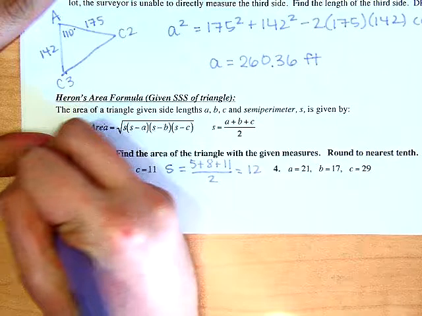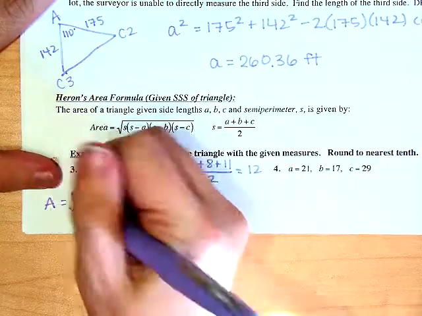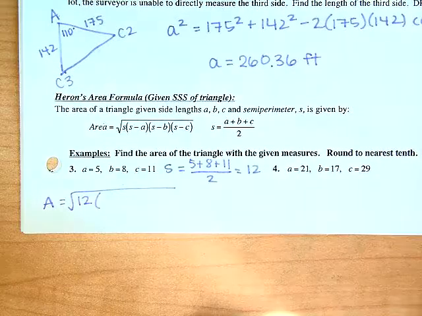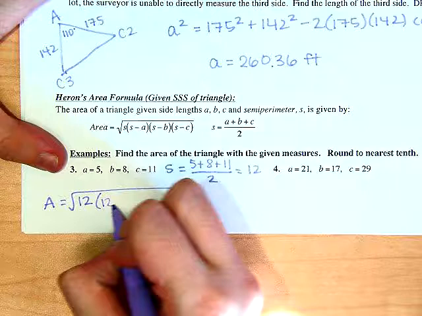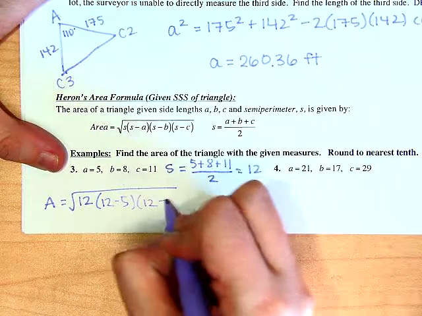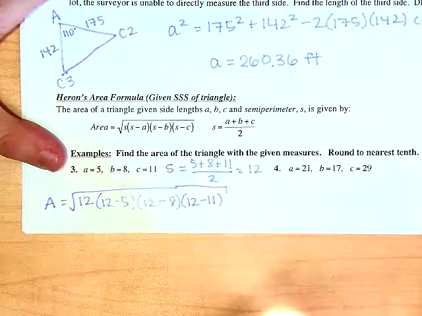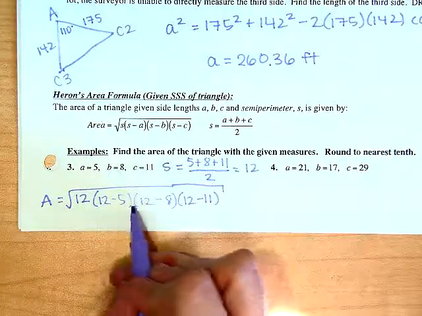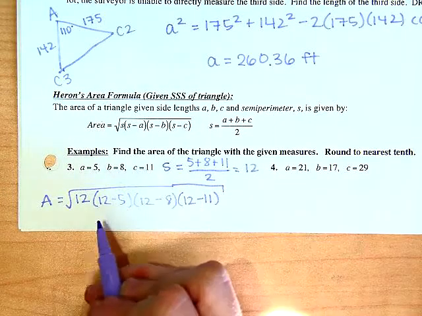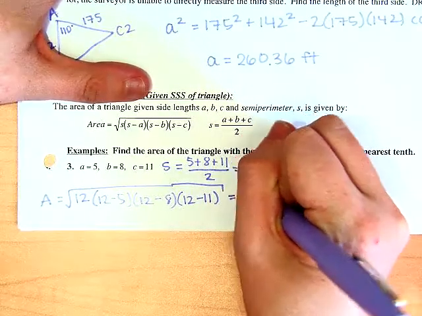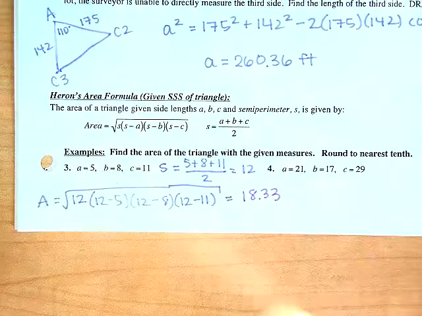So then my area is the square root of S times S minus the first one, S minus the second one, S minus the third one. Multiply these four numbers together, take the square root, you get your area to be 18.33.